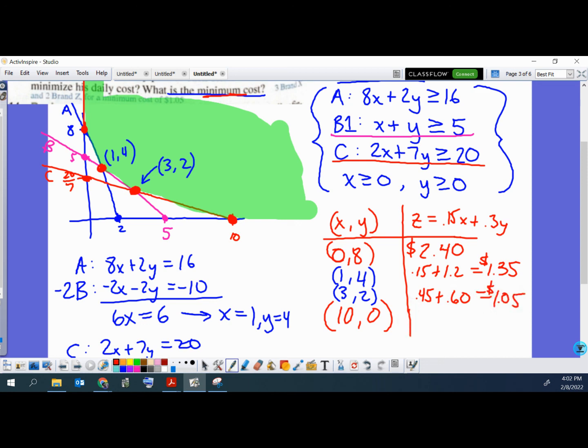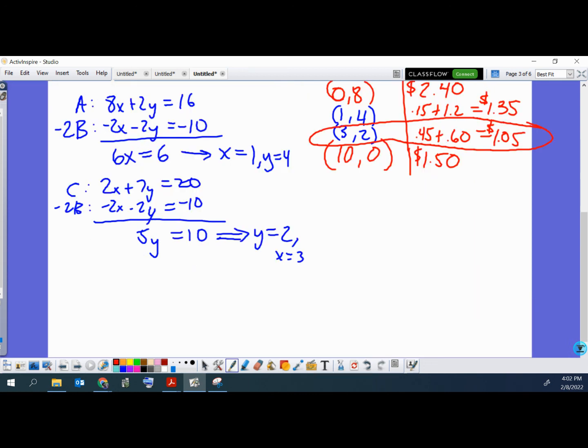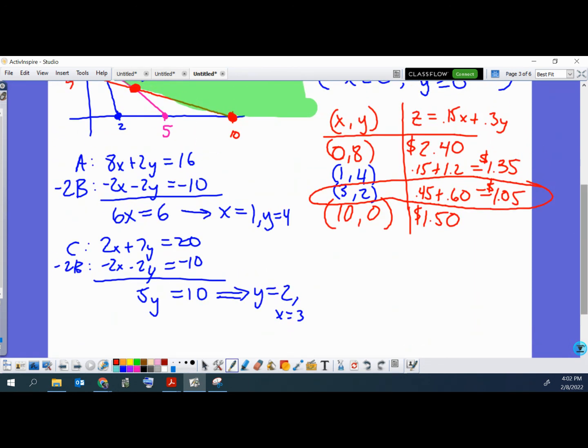And if I plug 10 in, I get $1.50, 10 on X. And so that's it. I got my answer. It's this right here, right? This is the minimum for Z, $1.05. Those other corner points all get all the vitamins that are needed, but just not for as little money.